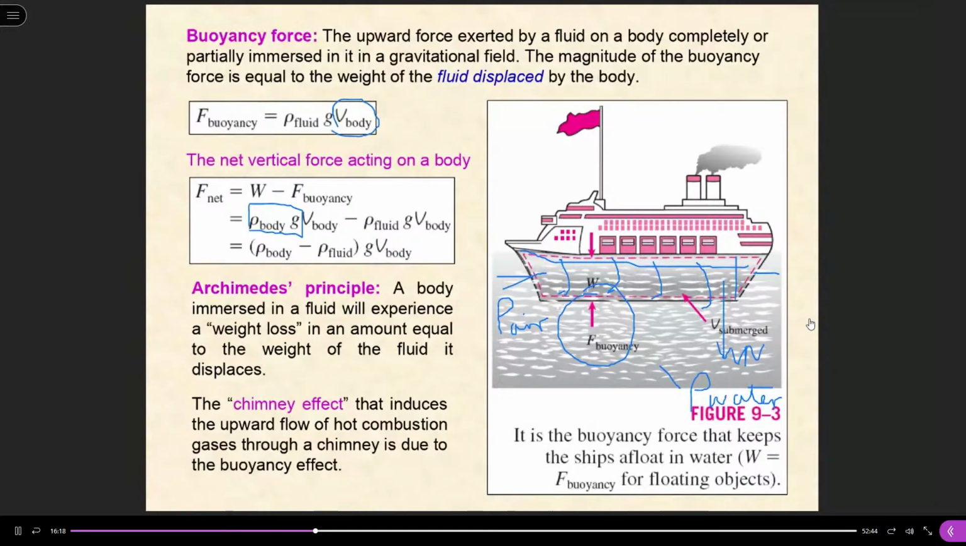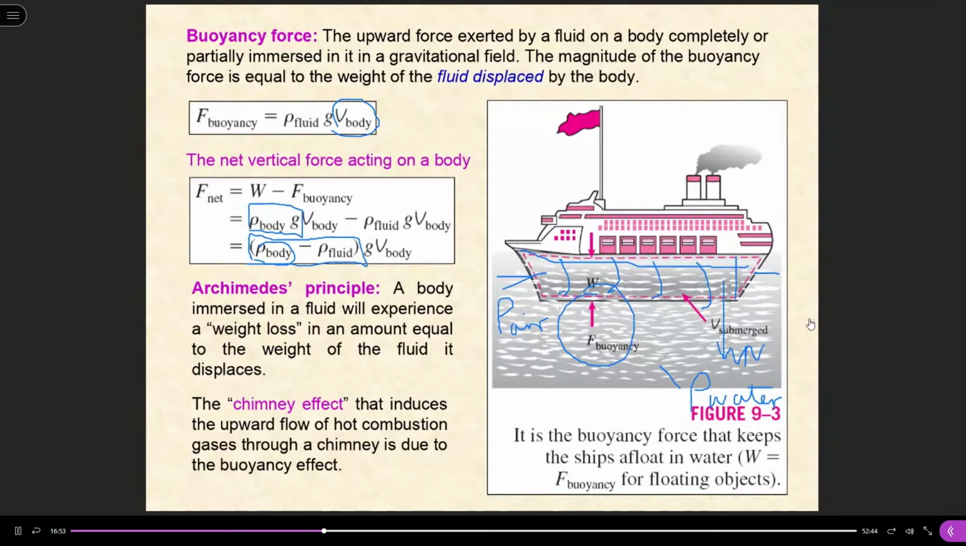And the net force will be equal to this much. Therefore, if the body density is much lower, let's say it's hollow, just air, then this force is negative. That means it generates a buoyancy force. That means you can put extra cargo on the ship, and the ship will keep floating.